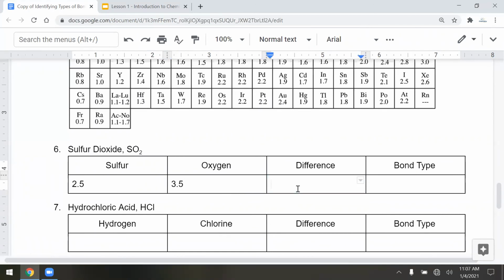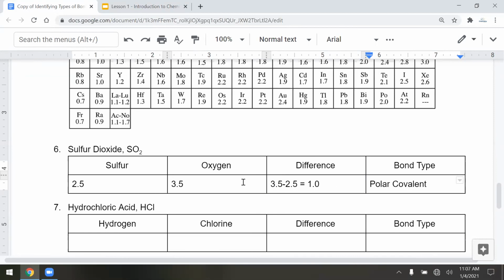In this box, you can do the math. 3.5 minus 2.5 equals 1.0. And then going back to that chart that we just completed in our notes, a difference in electronegativity of 1.0 means that we have a polar covalent bond. So in this box, we're going to type in polar covalent.